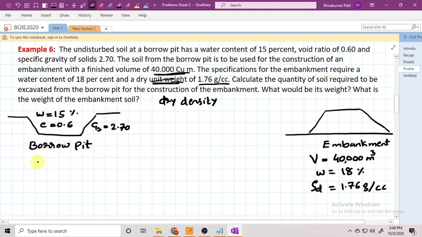So this is the volume of soil in the borrow pit, that's what they are asking. Calculate the quantity of soil required to be excavated from the borrow pit for the construction of an embankment. What would be its weight? So weight also they are asking.